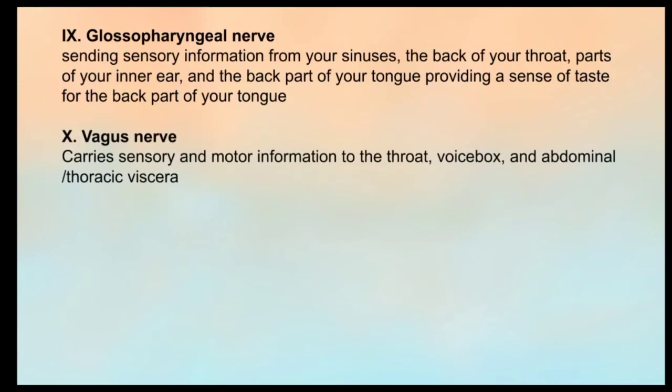So, next is, number 10 is what we call the vagus nerve. Vagus nerve carries sensory and motor information to the throat, voice box, and abdominal or thoracic viscera.